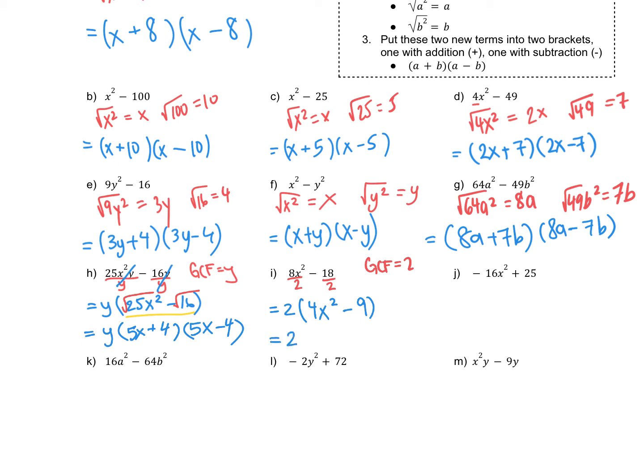So here's my GCF, and then I'm just going to set up my two brackets. And now I'm going to square root 4x squared. So the square root of 4x squared is 2x, and then the square root of 9 is 3.